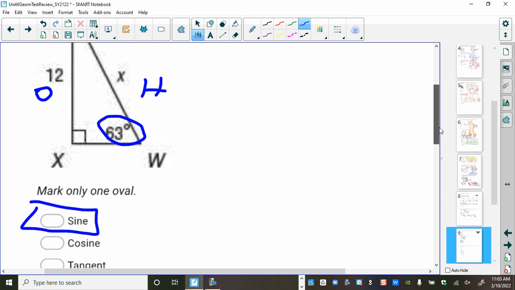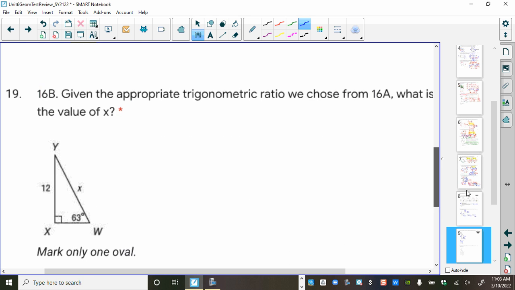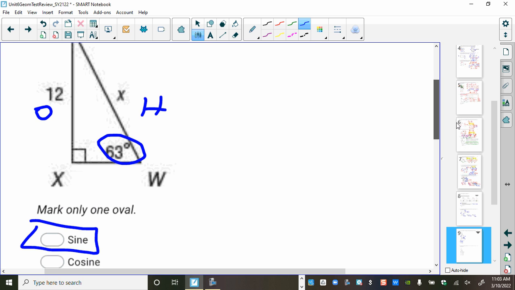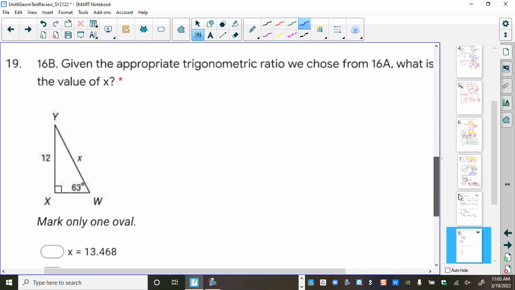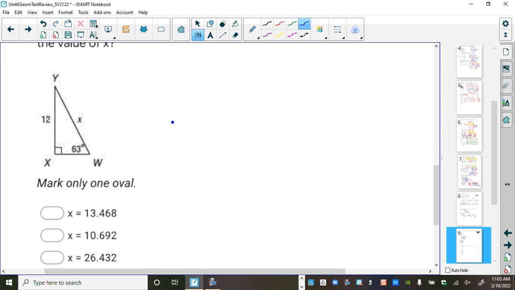Then what you need to do, so 16A, you're picking the sine. And if it's 16B, same triangle. So it's the sine of 63 equals what over what? What's going on the top? What's going on the bottom?